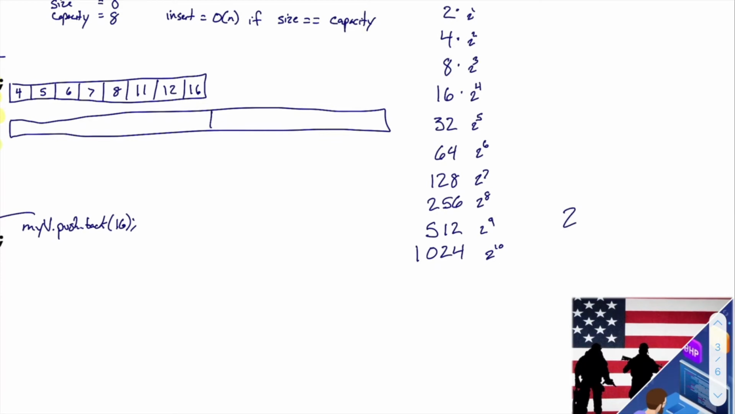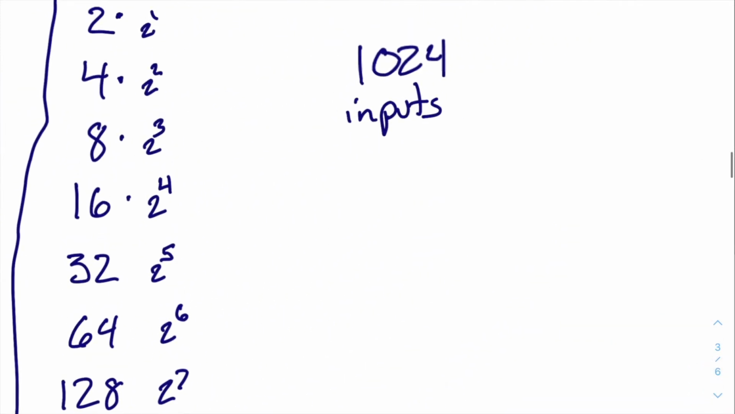So anything that is 2 to the n requires a resizing. So it resizes a lot in the beginning and then it slows down. So for instance, out of the first 1,024 inputs, it has O(n) speed and O(1) speed.